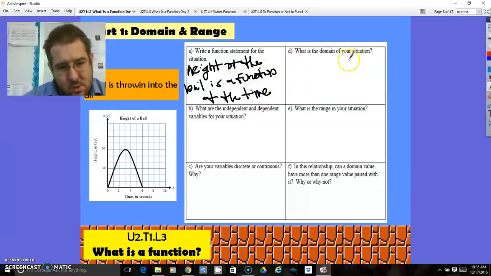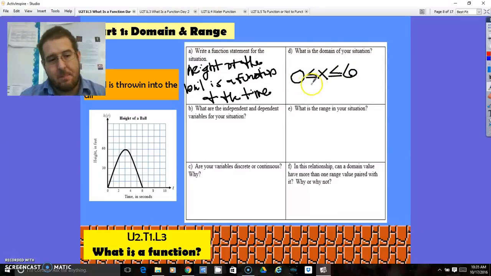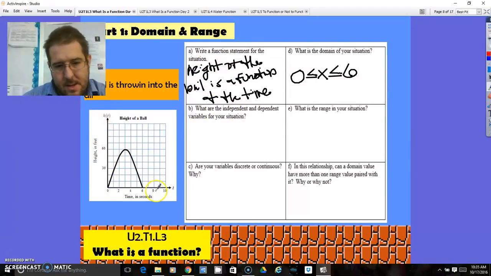So what is the domain of the situation? The domain, I am going to write this part though. The domain is very important. It's 0 to 6. X can be anything between 0 and 6 because 0 is when the ball was thrown into the air and 6 is when it hit the ground. So if you want to find an answer, anything in between 0 and 6 is going to have a height. What are the independent and dependent variables of the situation? The dependent is the height, independent is the time.